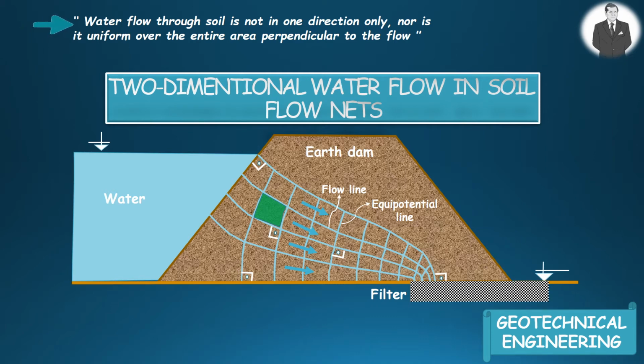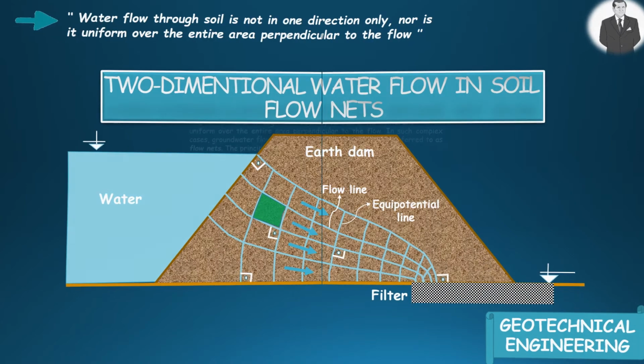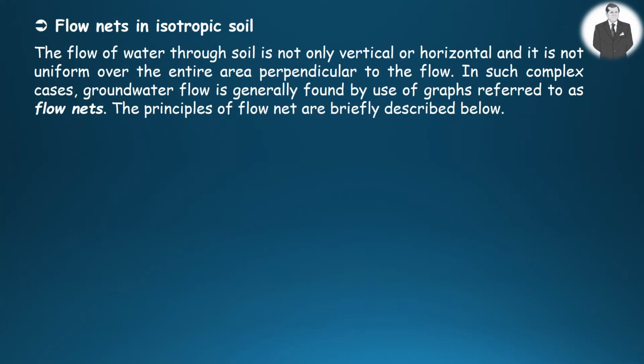Good morning, everybody. In today's lecture, we're gonna talk about the concept of flow nets. In other words, two-dimensional water flow in soil. Water flow in soil is not only vertical or horizontal, and it is not uniform over the whole area perpendicular to the flow of water. In these complicated cases, groundwater flow is usually estimated by means of graphs referred to as flow nets.